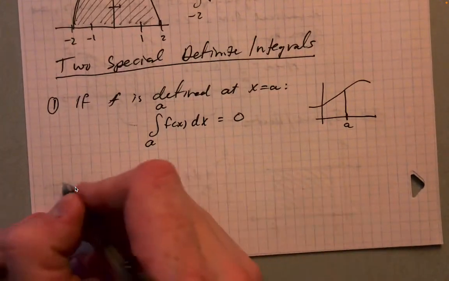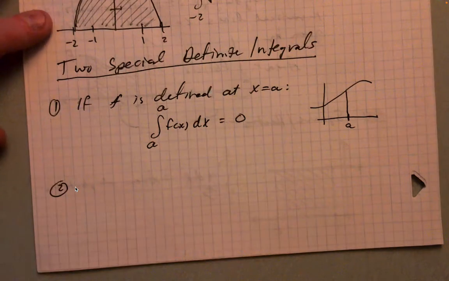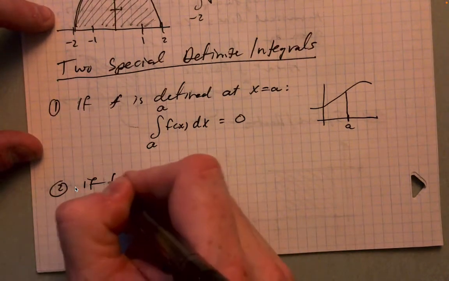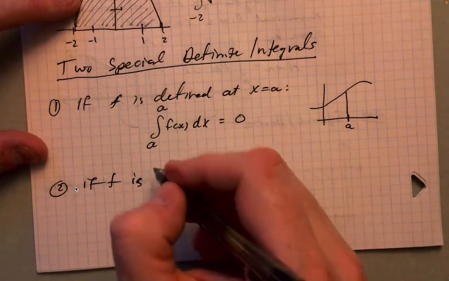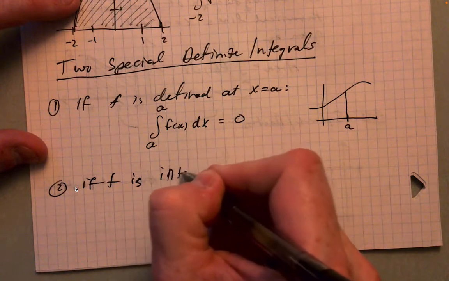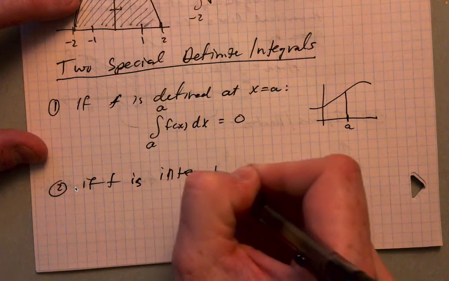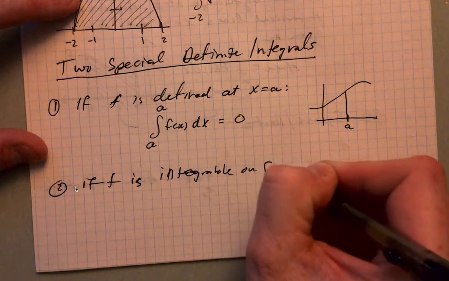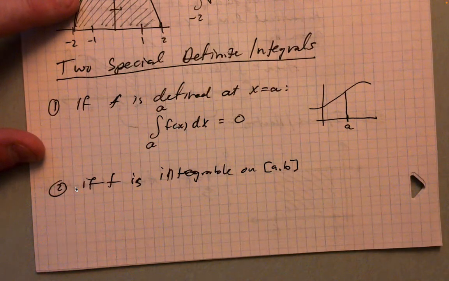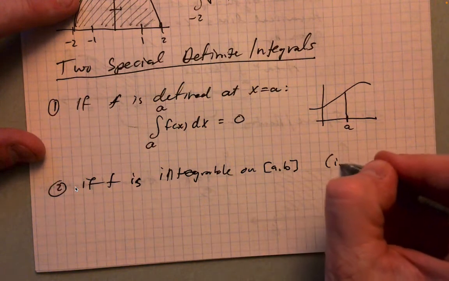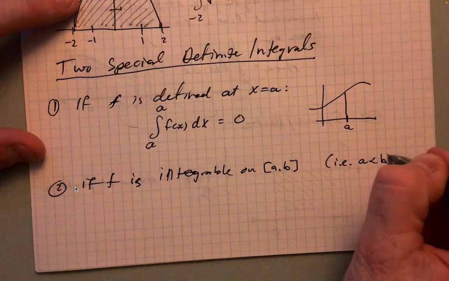The second special integral: let's say f is integrable on the interval a to b, a up to b, so i.e. a is less than b. So key.